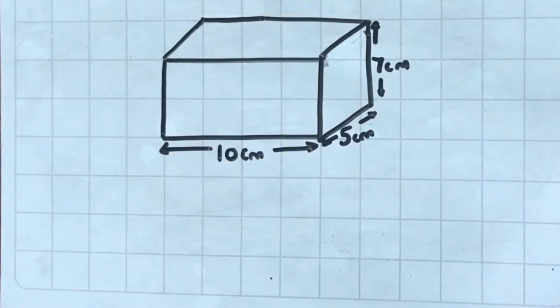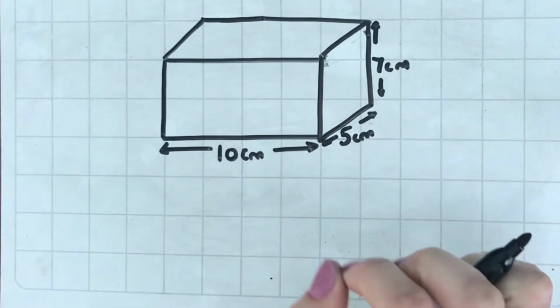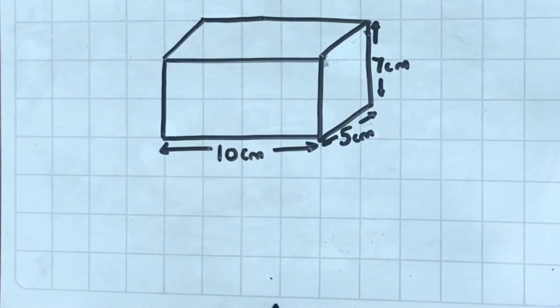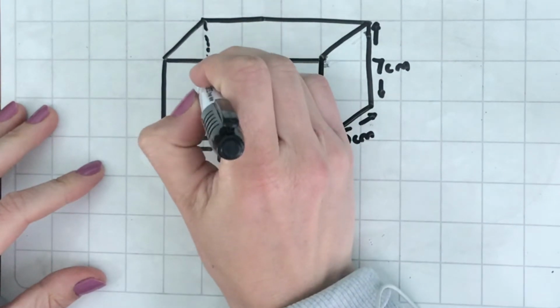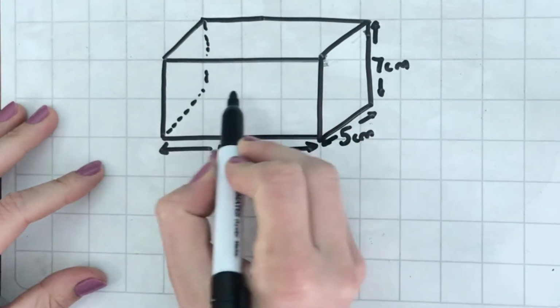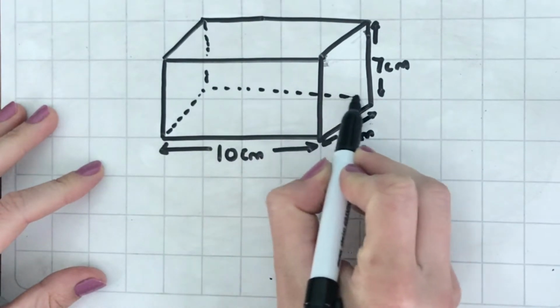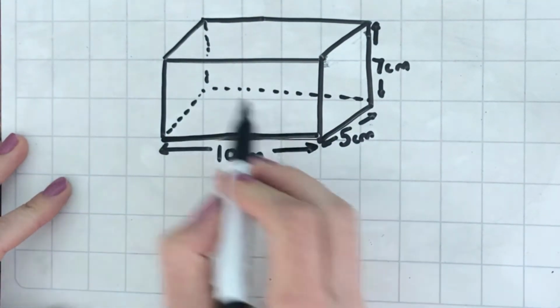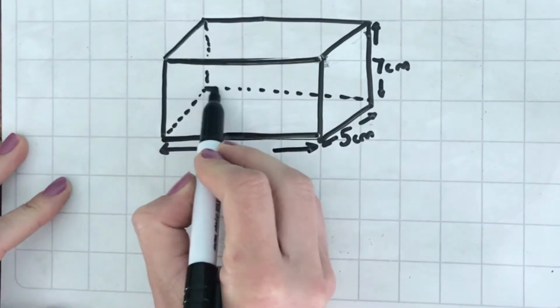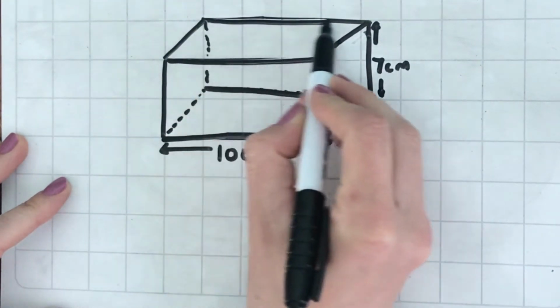Question 4, you've got a cuboid and it is 10 centimetres long, 5 centimetres wide and 7 centimetres high. So you have to work out the total length of all the edges of the cuboid. So for this one you have to imagine your 3D shapes, you have to know what they're made up of. Okay, so I'm going to add in this wee line, and this wee line here. Okay, so you've got 10 centimetres, so this is 10 centimetres, this is 10 centimetres, this is 10 centimetres, and this is 10 centimetres.